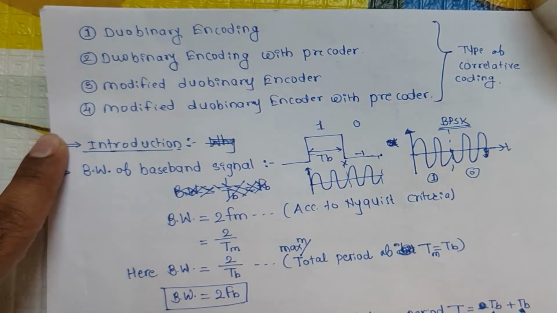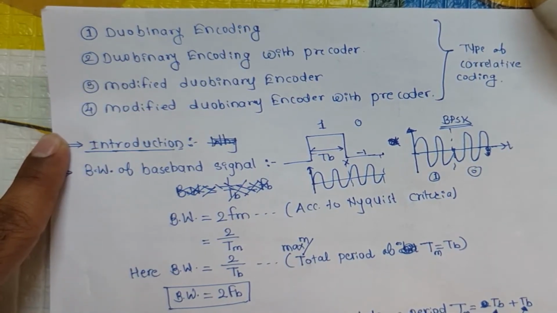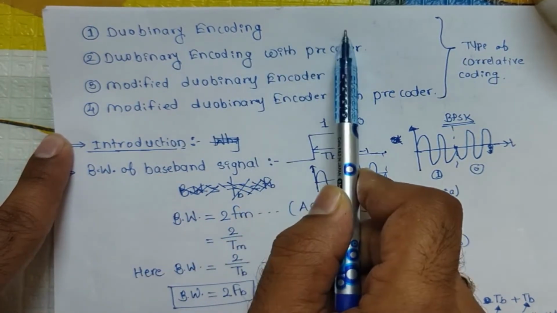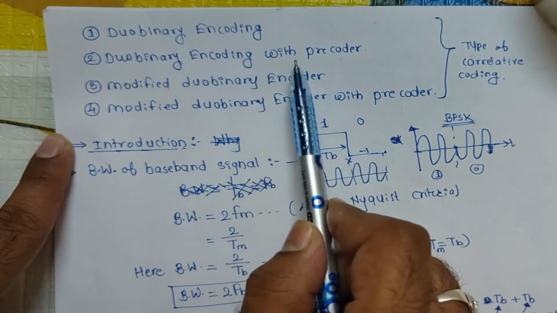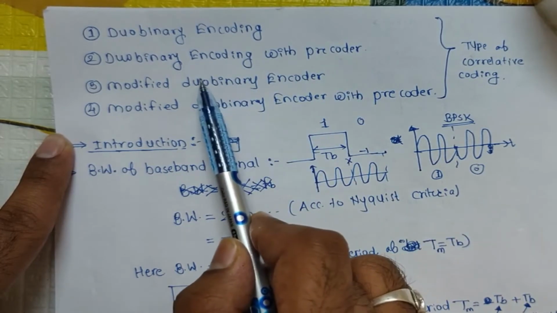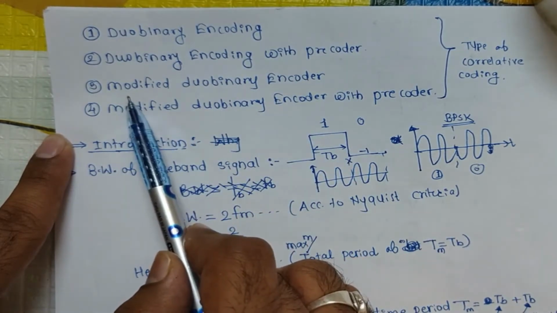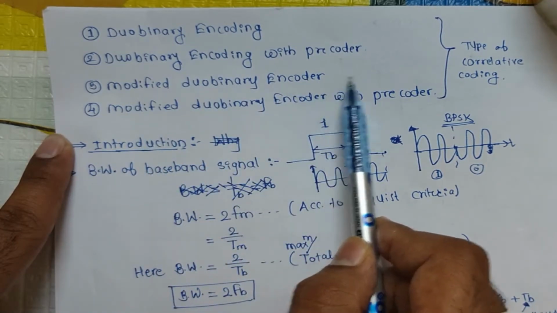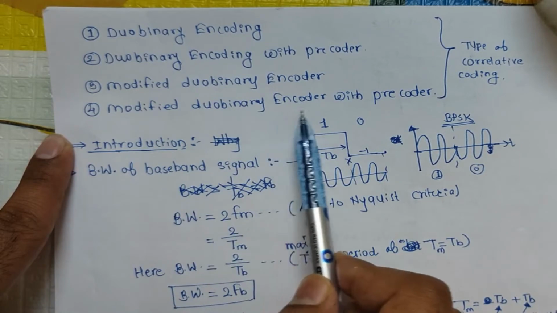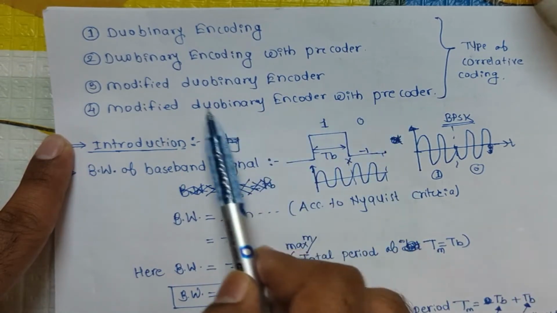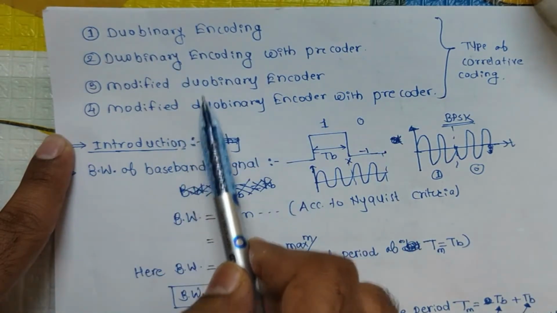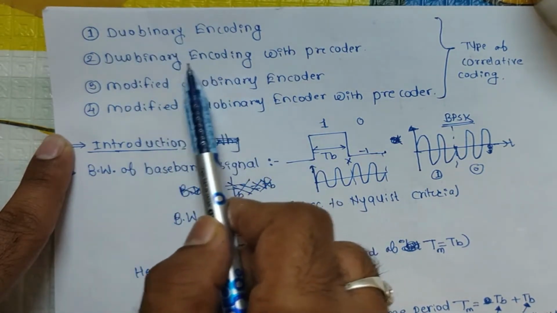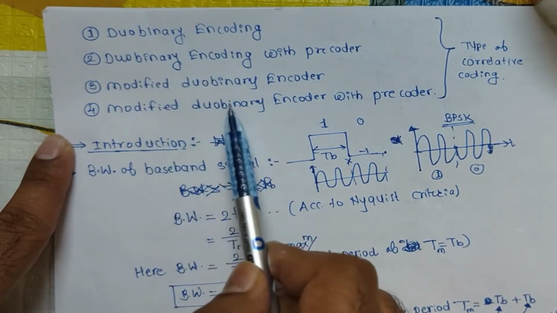Hello everyone. In this session, we are going to discuss the concept of duobinary encoding without precoder and duobinary encoding with precoder. Later, in the next lecture, we are going to discuss its modified version, that is modified duobinary encoder without precoder and modified duobinary encoder with precoder. In all these four headings, one name is common, and that is duobinary encoder and decoder.